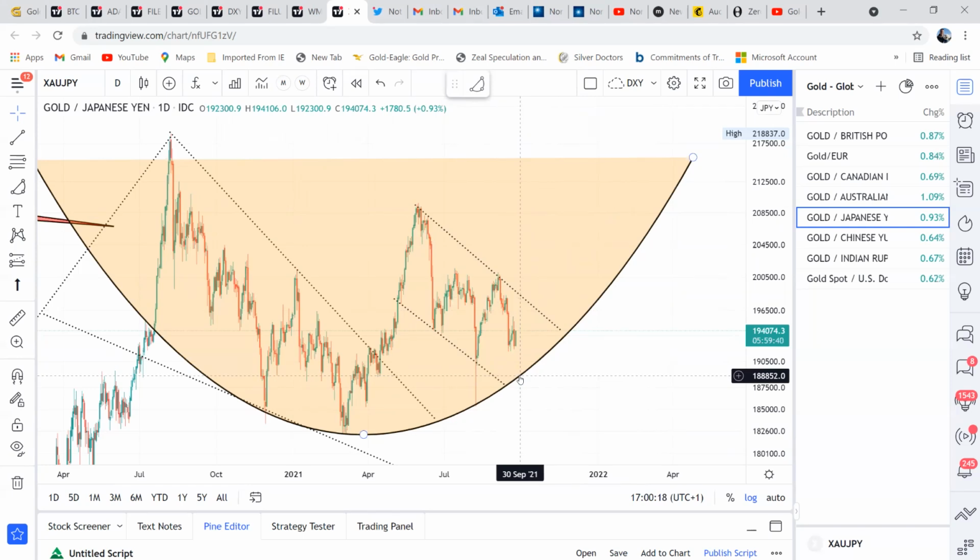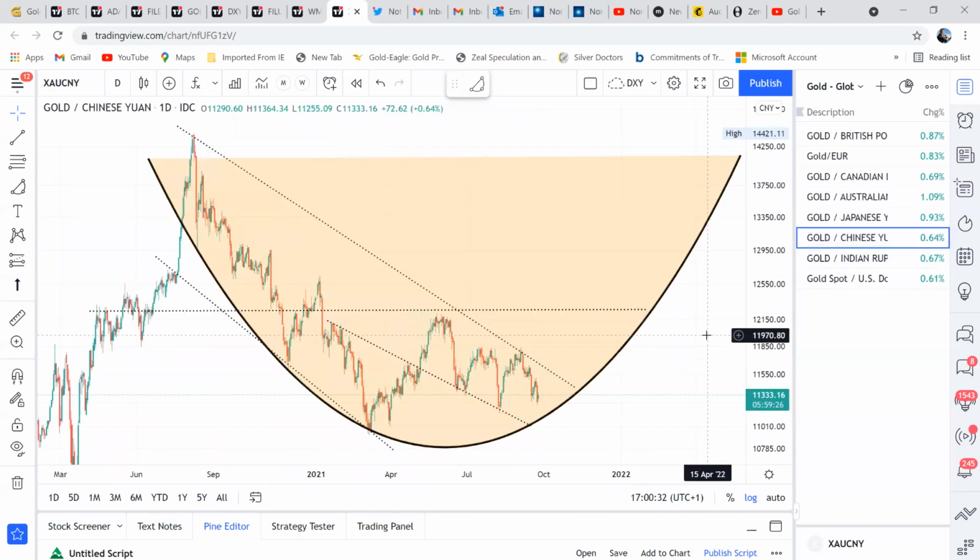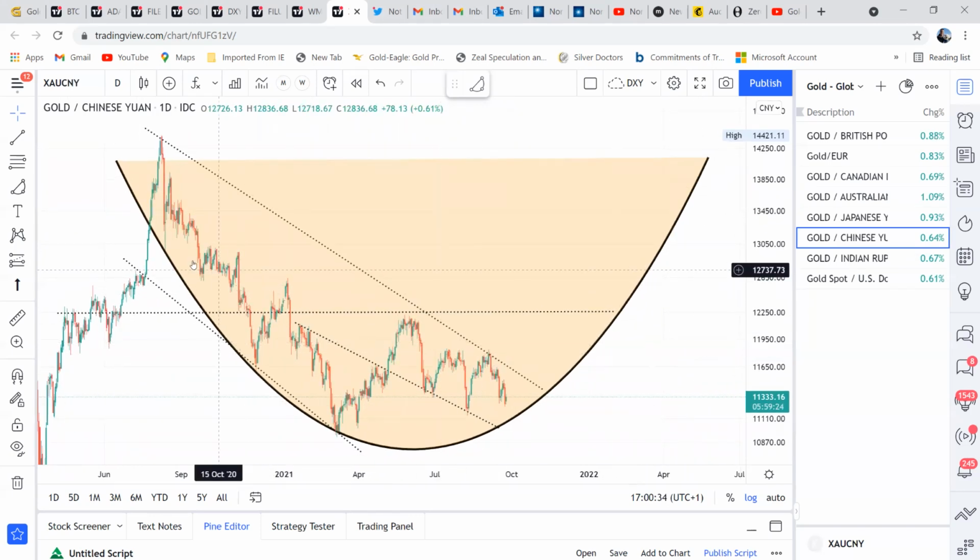A little bit of downside is possible, down to 188,850, something like that. We're at 194,000 yen at the moment. So that's also confirming the same general technical analysis chart pattern. Gold in the Chinese yuan, another arc. I've drawn it to the wick on these candles just to be ultra cautious, and it looks as though it's perhaps heading for another arc touch point somewhere in the 11,100 to maybe 11,200 area, something like that.